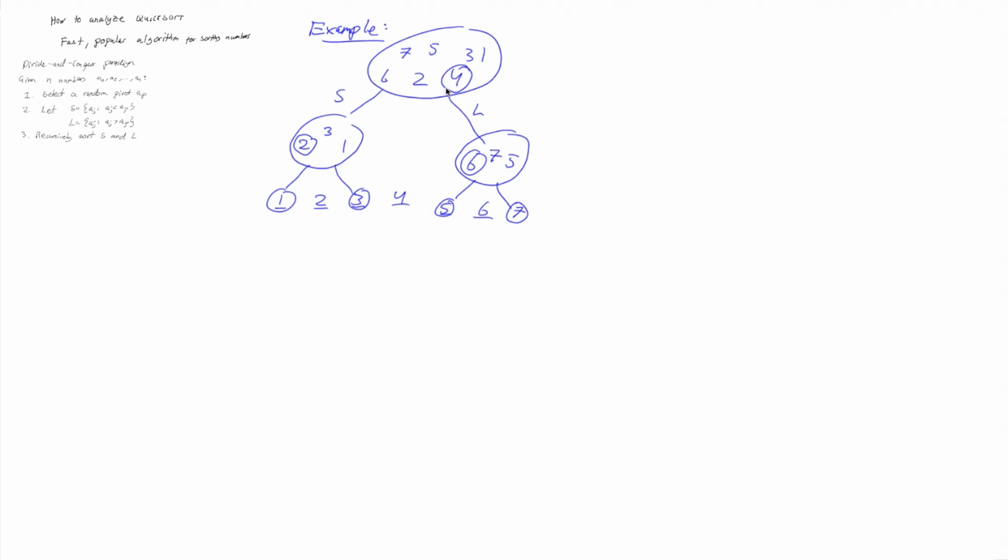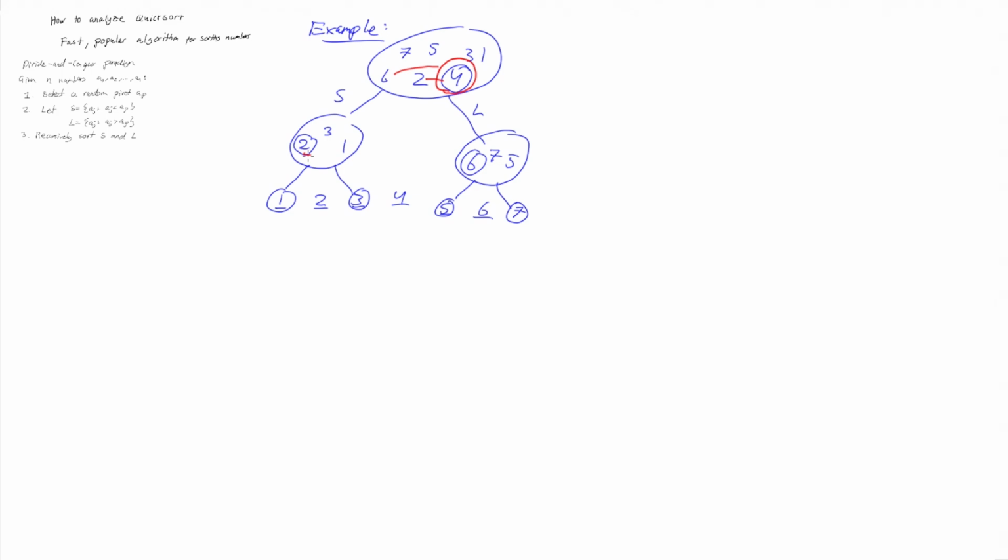For example, look at the example we have here. We select the 4 as a pivot. Then we will start comparing the numbers with our pivot. We compare 6 with 4. We see that 6 is bigger than 4, so we put 6 in L. Then we compare, for example, 2 with 4. We see that 2 is smaller than 4. We put it in S, and so on.